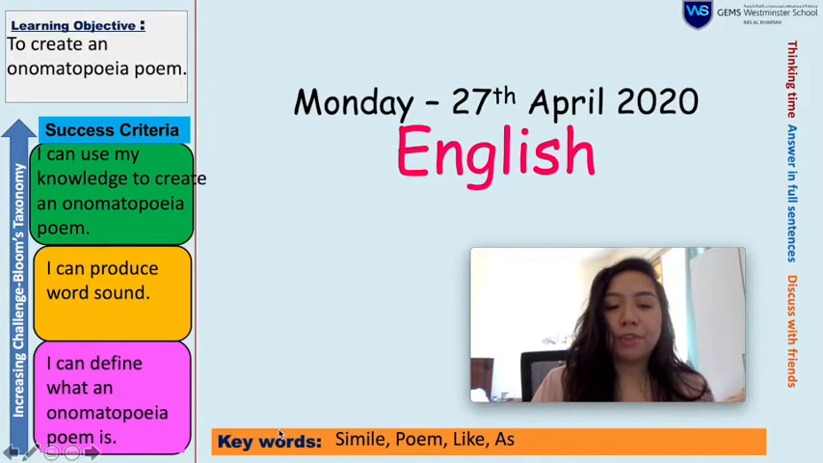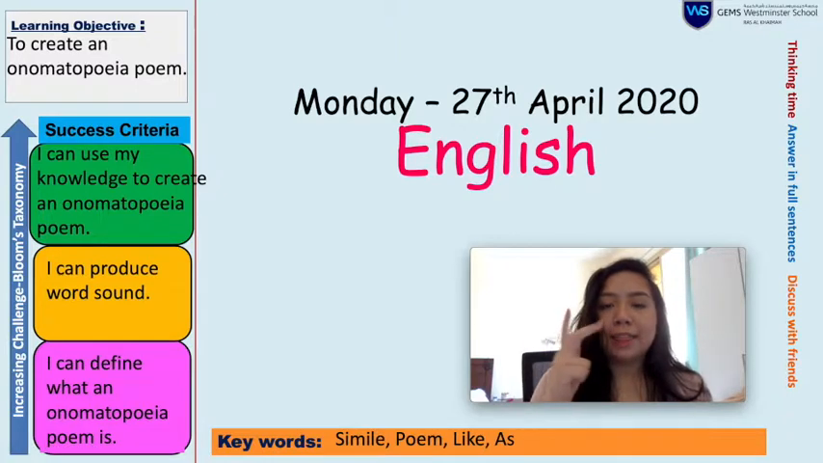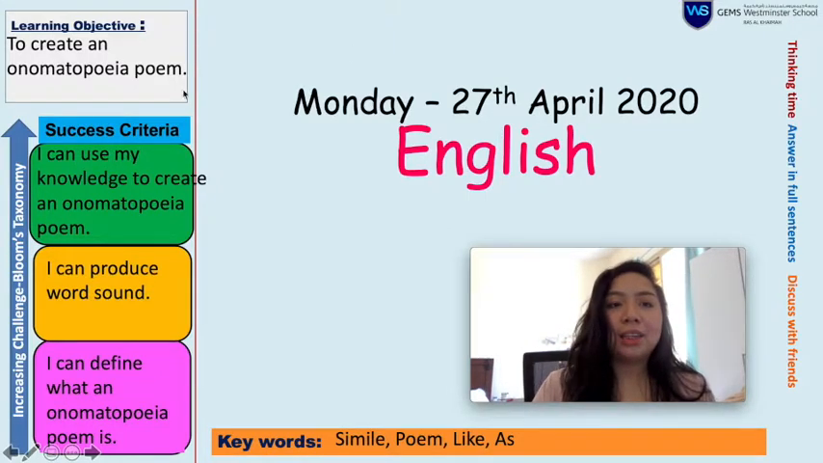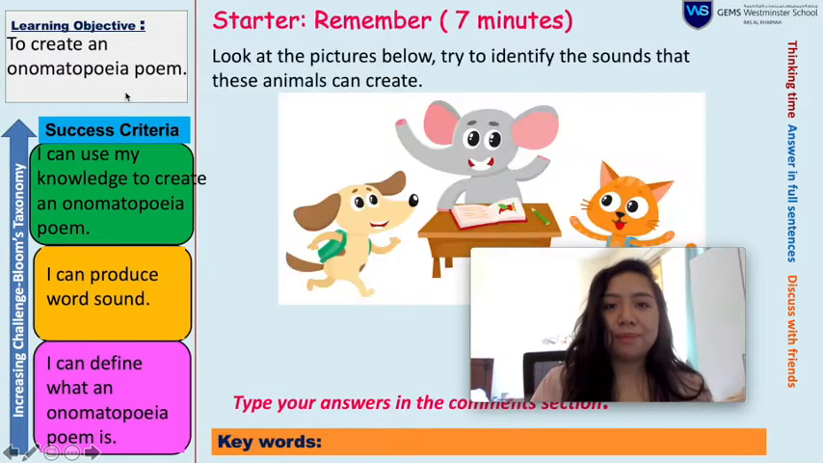So we have our three keywords today. It's simile, poem, like, and as. So if you could just get your English yellow books and write the date today, it's the 27th of April, so 27.04.20, and the title of this is Onomatopoeia Poem. Let's go to the next slide.